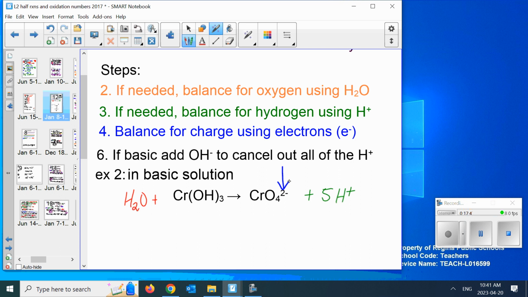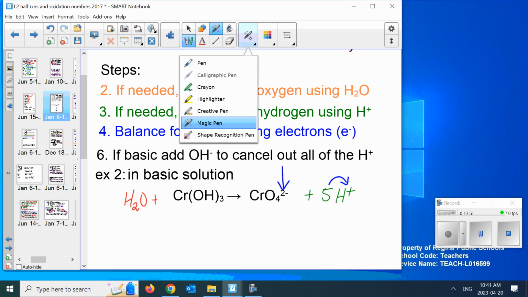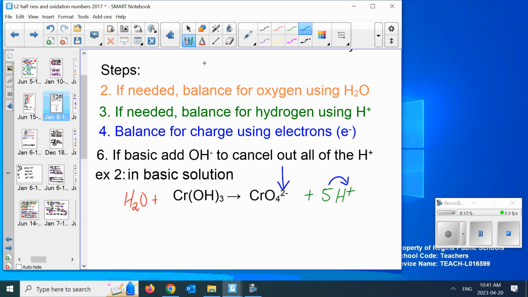Right? That's 2 negatives and 5 positives. That's the 3 positives. So this is what you were kind of asking. That's what I thought. There we go.